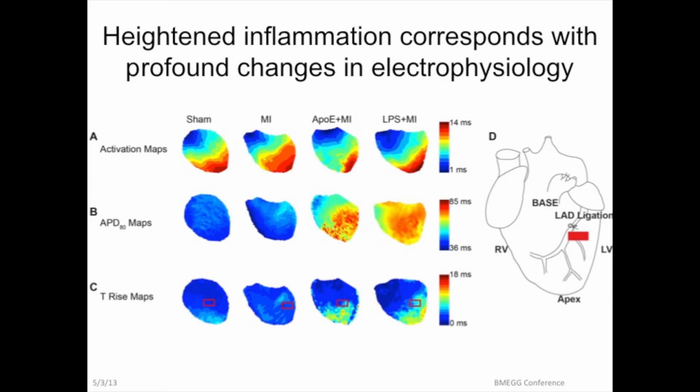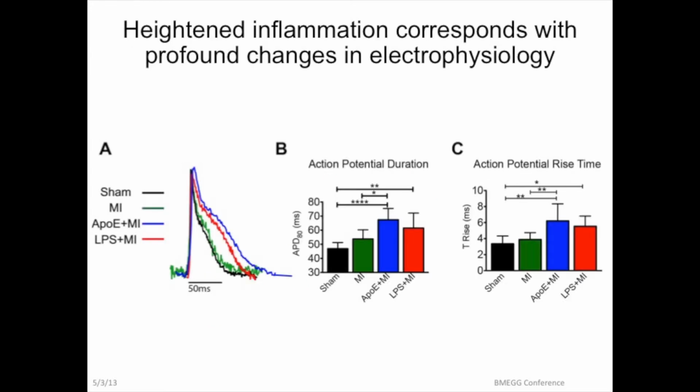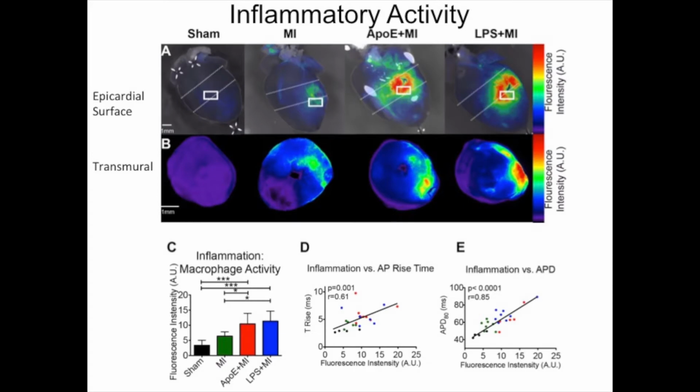The red box here indicates where we quantify the data. So here's what that quantification looks like. Also, you see here prolongation in APD and action potential rise time. You also see clear marked differences in action potential morphology between the wild type and the control versus the inflammatory models. Okay, but what about the inflammation?